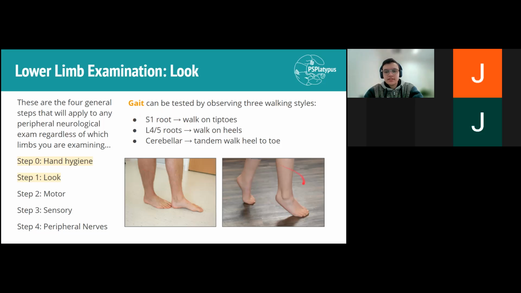Then we walk on their heels, so the opposite of this. Walk on your heels. And again, think about the anatomical basis when you get to this in 1 or 2 weeks' time. This is the L4, L5 root. And finally, this is more so for balance. We're asking them to do a tandem walk. If you ever walk across a tightrope, we're doing a tandem walk where we're going from heel to toe. That's testing your cerebellar function.